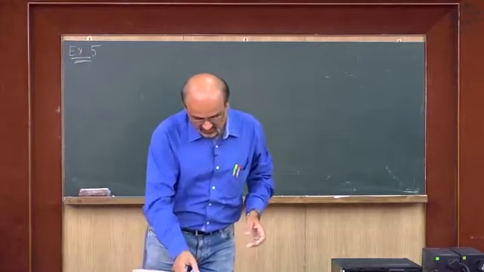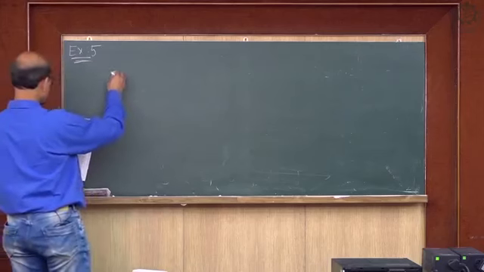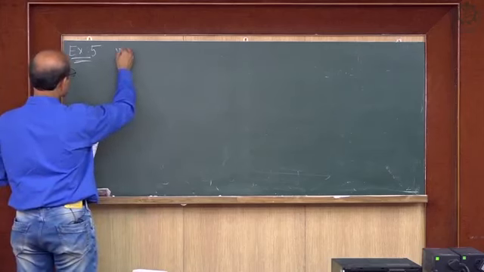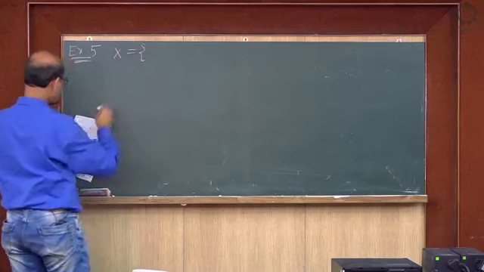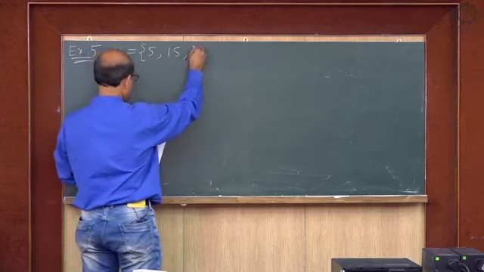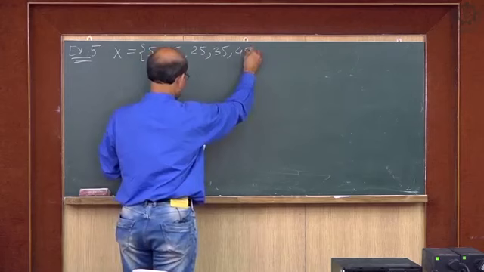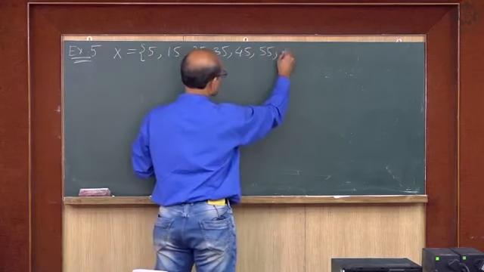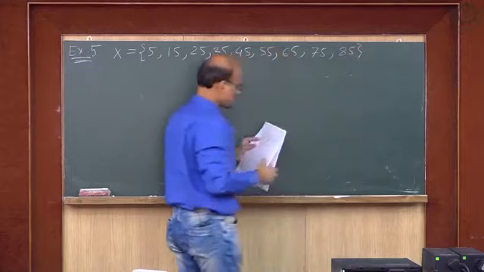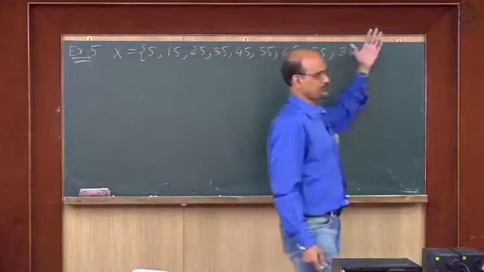So consider a universal set X which is defined on the age domain. These are the ages of different persons: 5, 15, 25, 35, 45, 55, 65, 75, 85. So we have the age from 5 to 85.